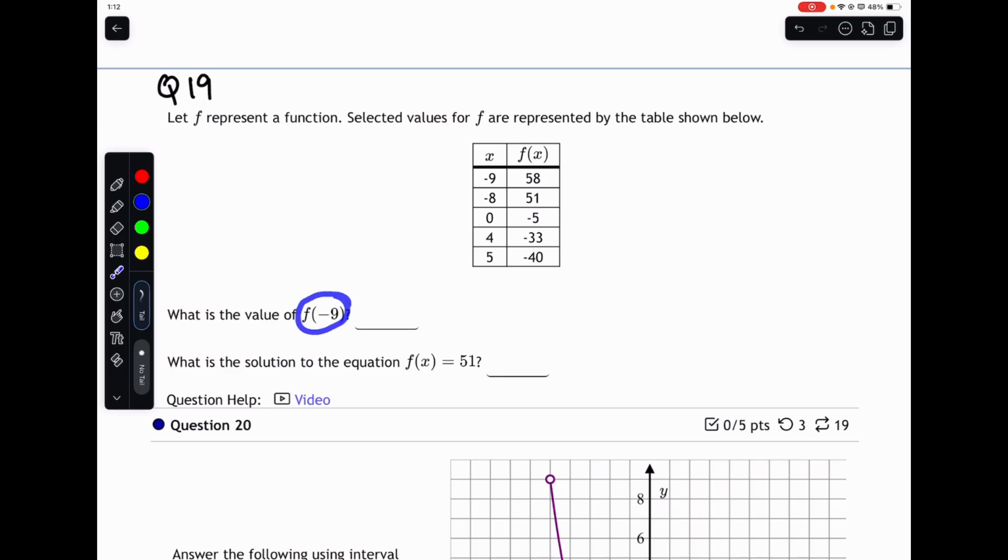So f of -9 means that we're going to look at the input of -9 and see that the output is 58. And for the second part, we want to do it backwards and figure out what the x value is so we can get the output of 51. If we look right here, we see that at -8, that's the one that gives me the output of 51. So the answer to this equation would have to be -8.